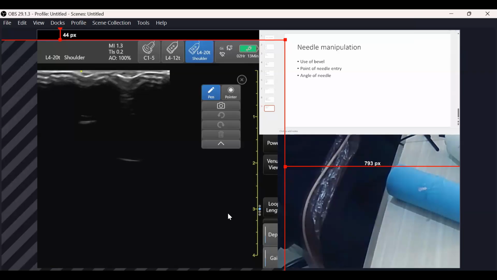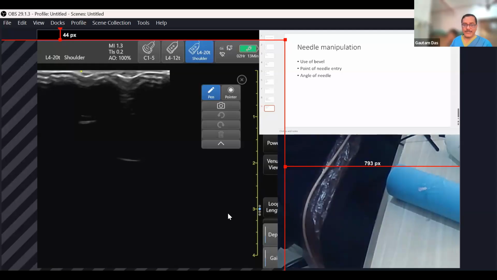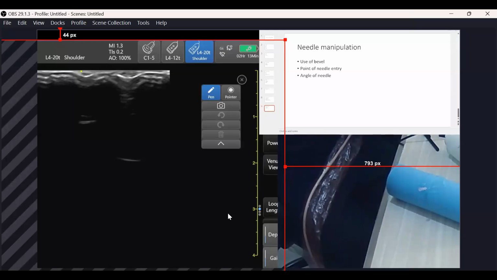Excuse me, sir. Yes, yes. Sir, how to correlate the depth of the structure and the point of needle entry, that is, the distance from the probe? That you have to calculate. Always remember that if your structure is deeper, your needle entry point should be away from the probe. Okay. How much? It depends on how much is the depth. There is no such calculation.